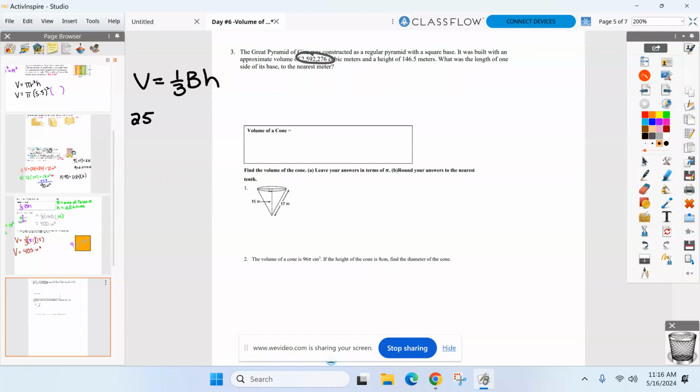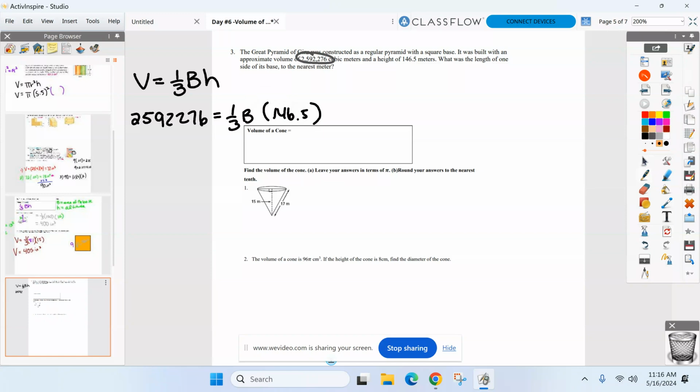So 2,592,276 equals 1/3 base times your height of 146.5. All right, so we're going to end up solving for capital B. That's not my answer, though. Remember, when you solve for capital B, that's the area of that square. We're going to have to talk big time about, if you know the area of the square, how can you get to the side? Because it's a little different than what I asked Aiden with perimeter earlier.